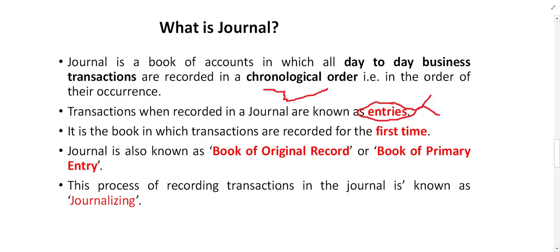The process of recording transaction in the journal is known as journalizing. The process of making the journal is called what?